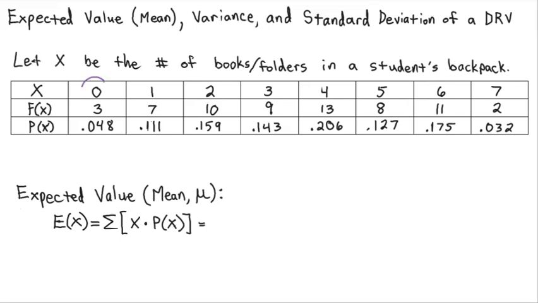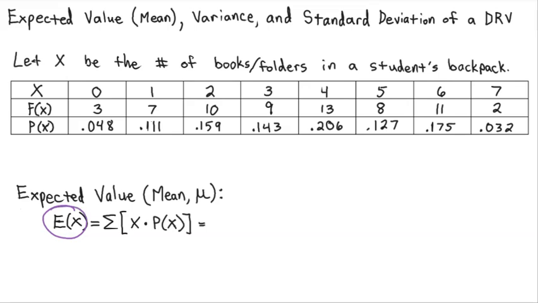And for each value, like 0 or 1 or 2, there is a probability associated with that. Like the probability of a student having 0 books in their backpack is 0.048. And remember, that can be thought of loosely as like 4.8%. Okay? The probability of a student having 1 book in their backpack is 0.111. The probability of them having 2 books in their backpack is 0.159, and so on. And so let's look at how we calculate the mean of this probability distribution.